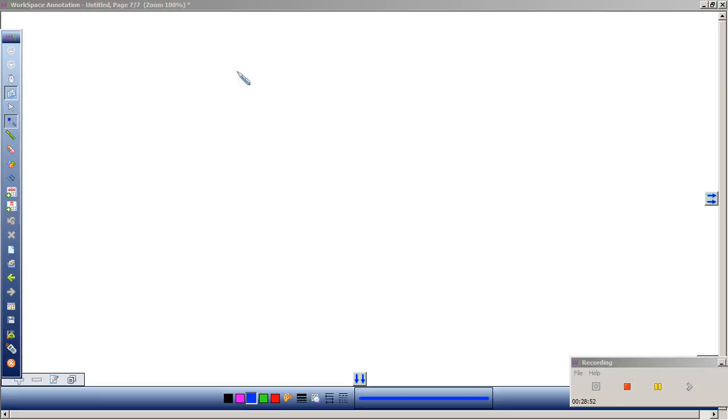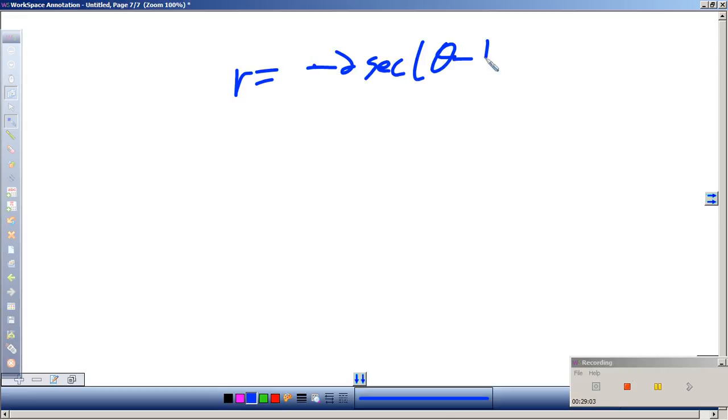So let's see, a step more difficult. r equals negative 2 secant of theta minus 11 pi over 6. And change it to rectangular. So this is going to draw back on the trigonometry skills that we had earlier this year.